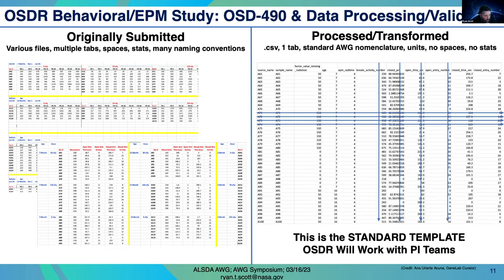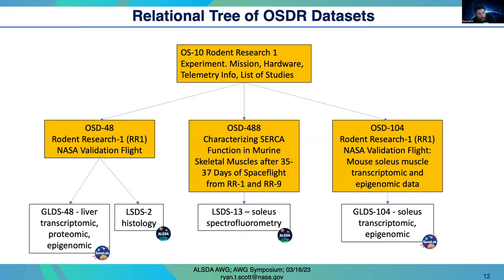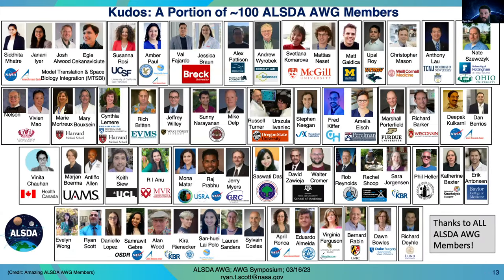There might have been, I probably should have mentioned this earlier in the day, people might be wondering about the numbering structure that's currently going on in OSDR, because we have our new OSDR numbers. This is just a snapshot of what all that means. So once again, thanks to all the AWG members, and I appreciate your time. Thank you.